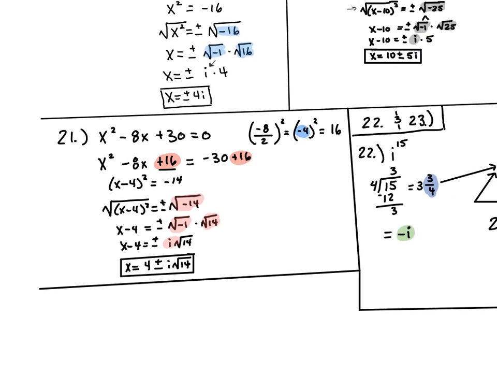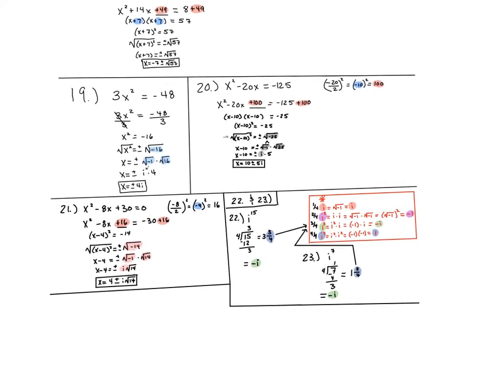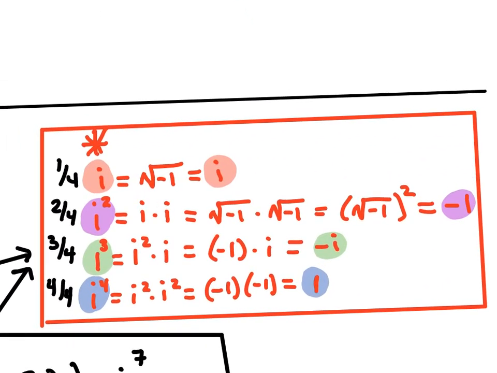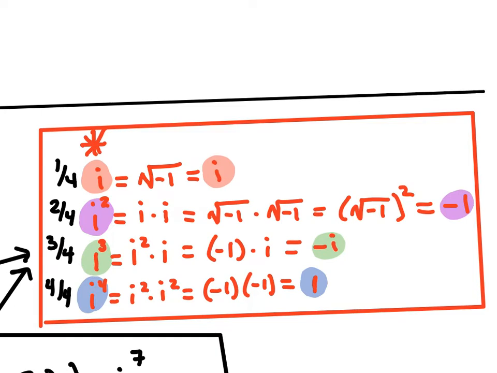Now, the one that I think is going to be the one that people have the hardest trouble with is, first of all, we talked about this, those properties of i. Like, here's i to the first power, i to the second power, i to the third power, and i to the fourth power. If you can remember those four, then you can do i to any power, because it's going to be one of those four answers every single time.